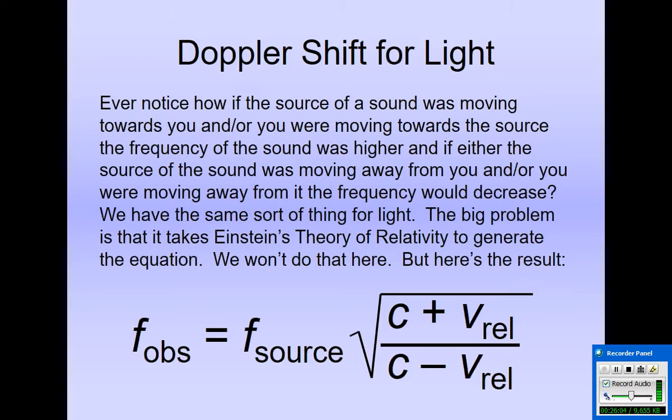Now, one of the things that's different about the Doppler shift for light compared to the Doppler shift for sound: the Doppler shift for sound depends upon the speed of sound relative to air. The Doppler shift for light doesn't. The Doppler shift for light does not depend upon the speed of light relative to the medium through which it's traveling. The speed of light seems to be unaffected by any medium. So we just look at the relative velocity between the source and the observer in order to get the effect of the Doppler shift.